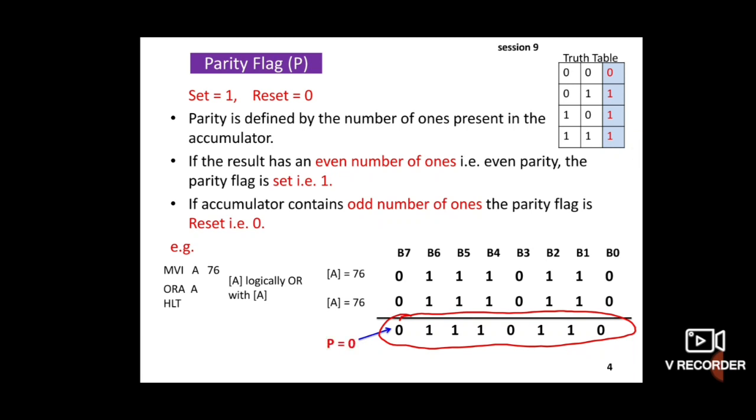Reset, because there is an odd number of ones. Now after the arithmetic and logical operation, the result has an odd number of ones, so the parity flag is reset. Understood, student, how the parity flag is set or reset?